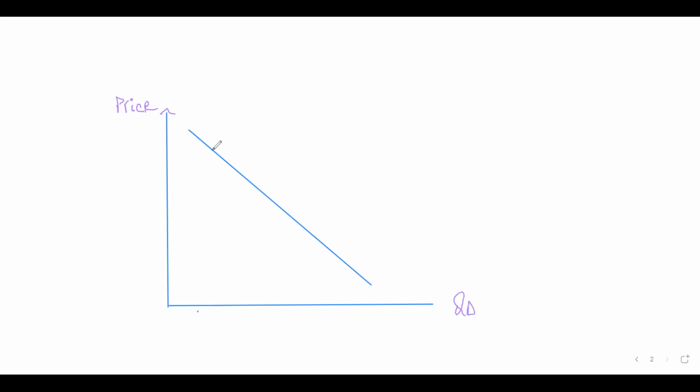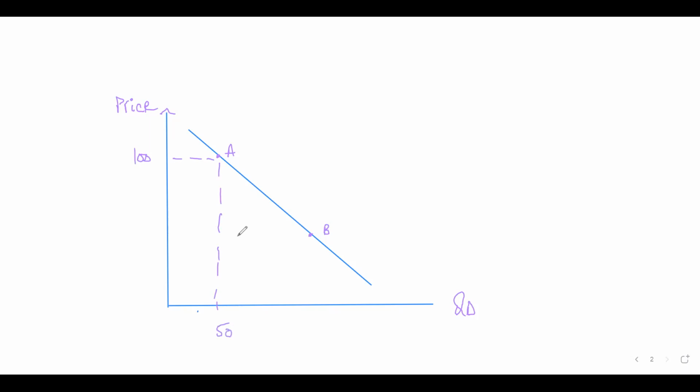Let me choose some random points over here. Let's say previously you were operating on point A. Point A shows that at a higher price, the quantity demanded, let's say the price of each unit of the good was 100 rupees and you were consuming 50 units.